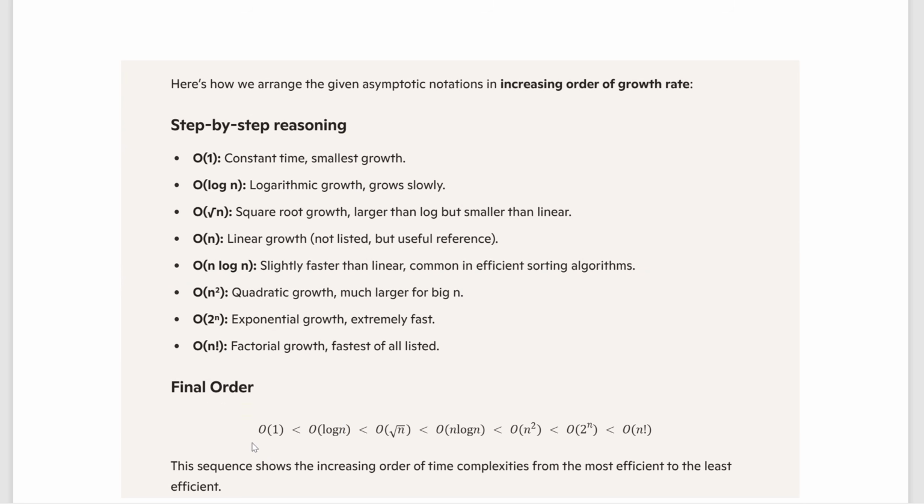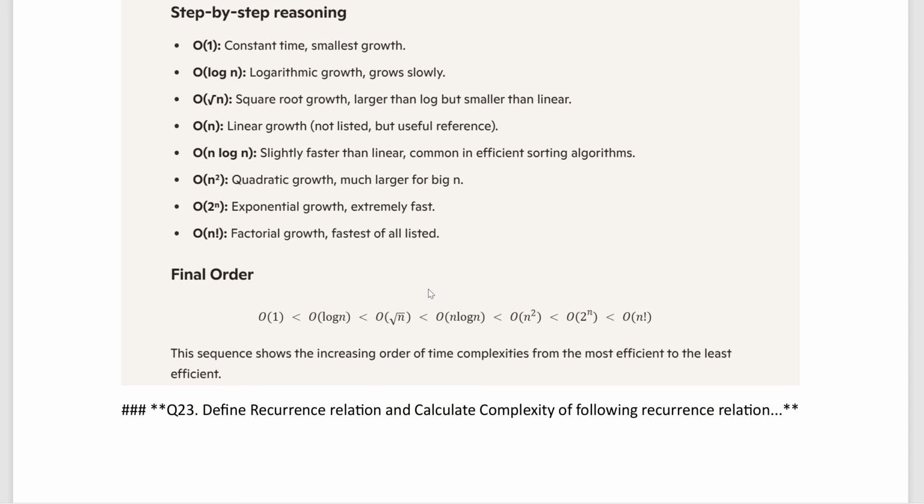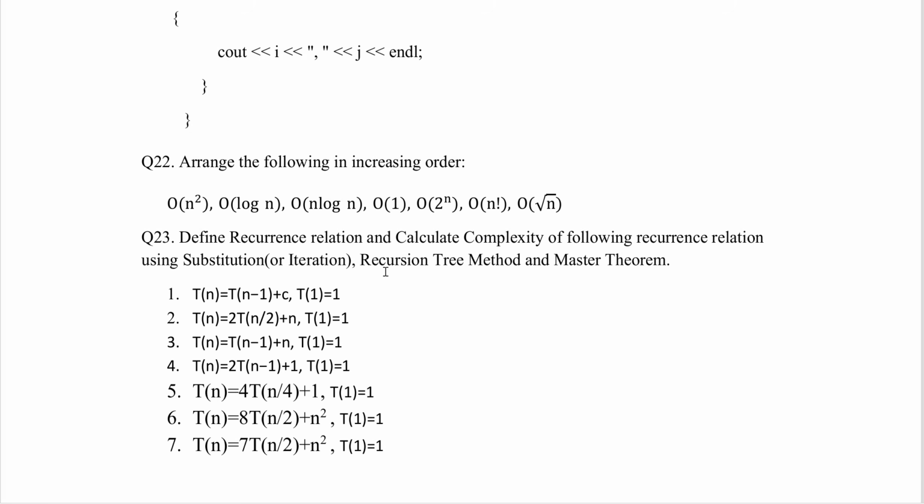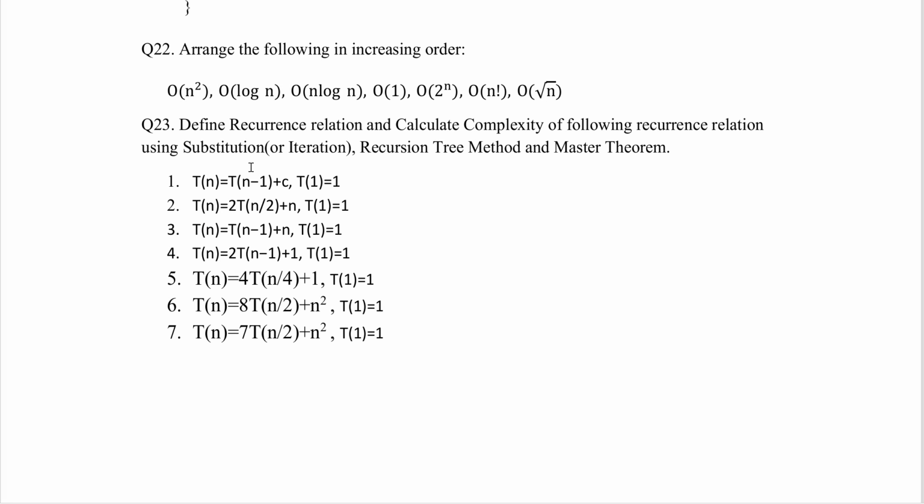The final order will be like this: big O of 1 is less than big O of log n, which is further less than big O of square root of n, further less than big O of n log n, less than big O of n square, and so on and so forth. So this is the final sequence. You can read it on your own. Clear? Now we finally reach the final question, question number 23. Define the recurrence relation and calculate the complexity.